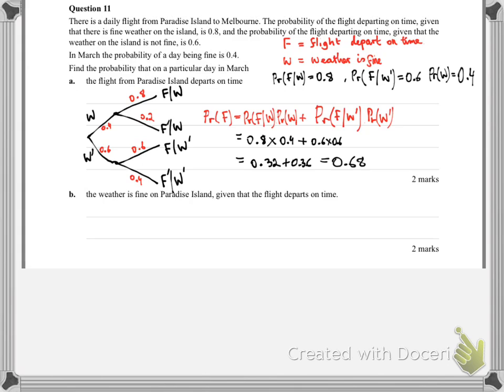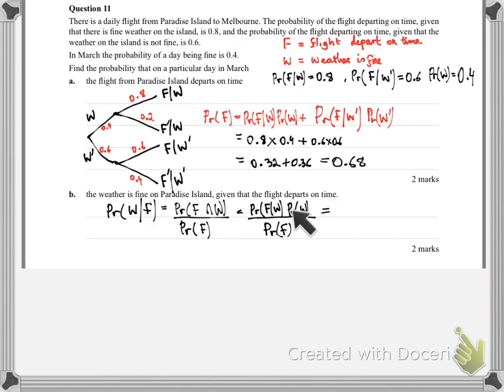Now let's find the probability that on a particular day in March that the weather is fine on Paradise Island, given that the flight departs on time. How nice. So that's this conditional probability statement. And we can use our rule in a clever way. Now the intersect, F intersect W, well, that's the multiplication rule in this form as well. F given W multiplied by the probability of W. And we know those values from the tree diagram. Now the probability of F dividing by the probability of F, that is the answer from the previous question.